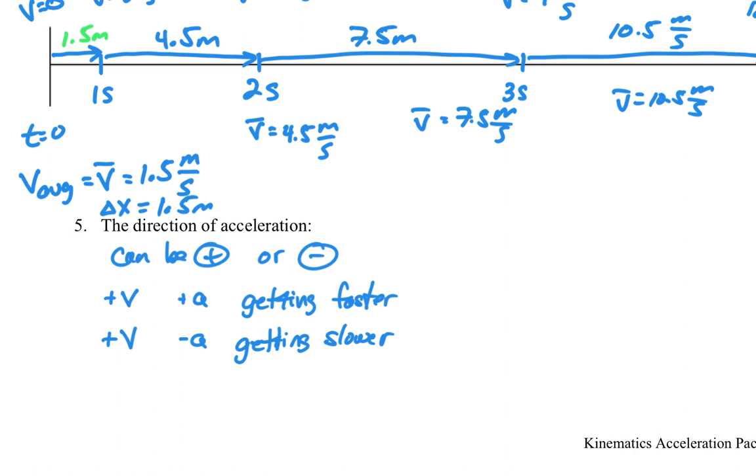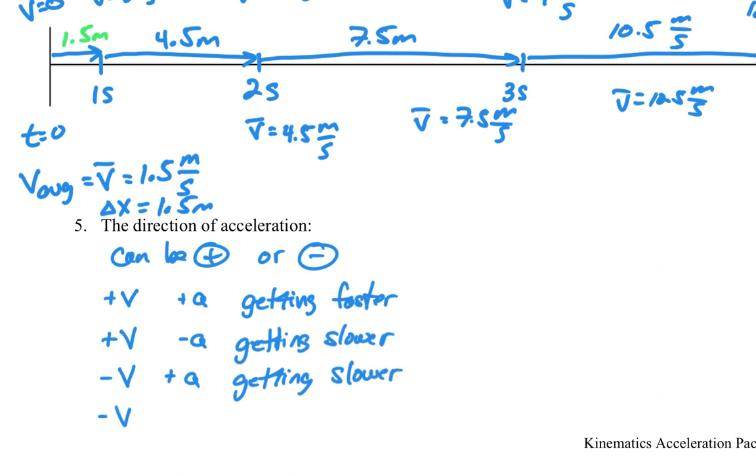Now let's switch it up a little bit. Let's say we have an object going in a negative direction and a positive acceleration. So it's moving along in the negative direction, but something is pulling it back towards the positive. I think you would see in this case, again, the object would be getting slower.